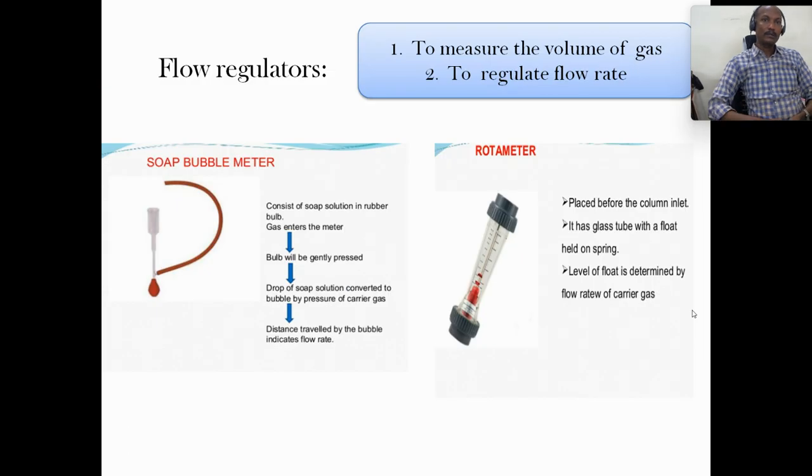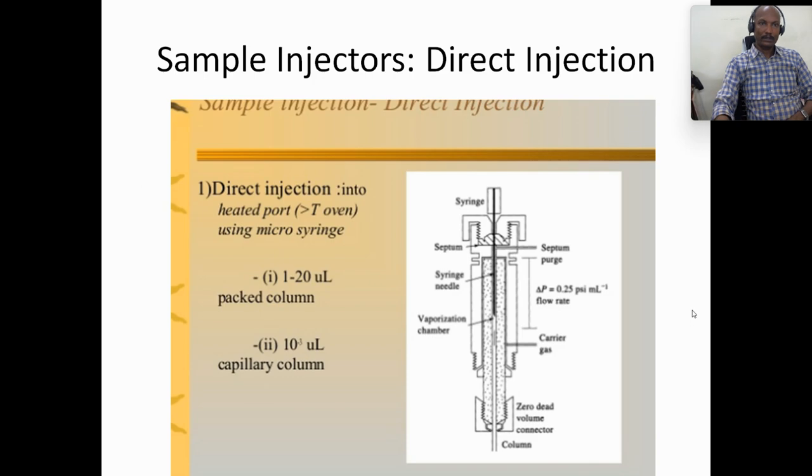Next, flow regulators measure the volume of a gas and regulate the flow rate. We use the soap bubble meter and, secondly, the rotameter. The soap bubble meter and rotameter are both used to regulate the flow.